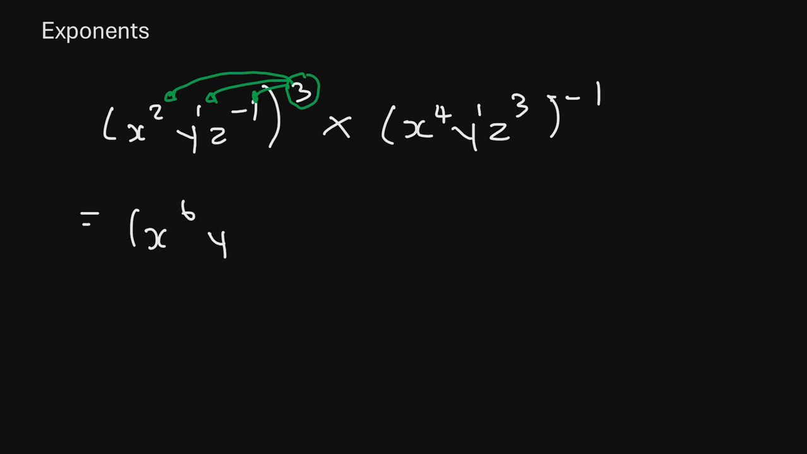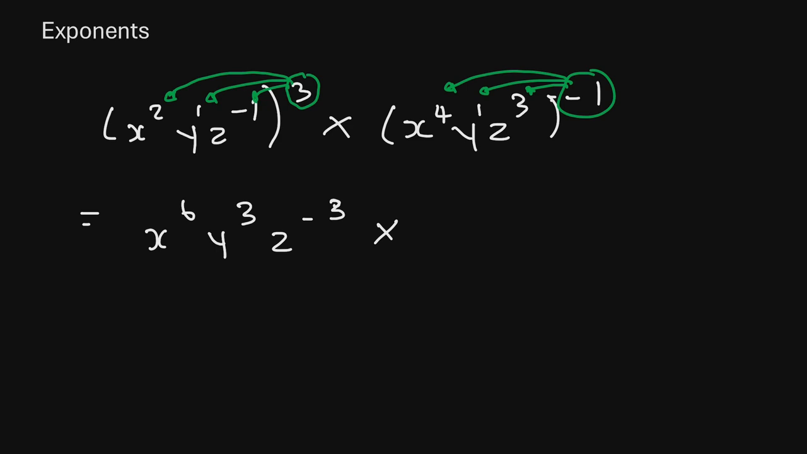And then we have y to the power of 3. We have z to the power of negative 3, because negative 1 times 3 is negative 3. So you're going to do the very same thing to this problem. This negative 1 will multiply with that, and multiply with that.